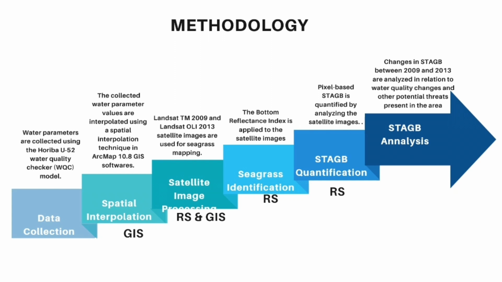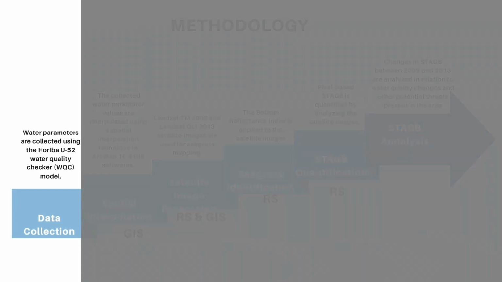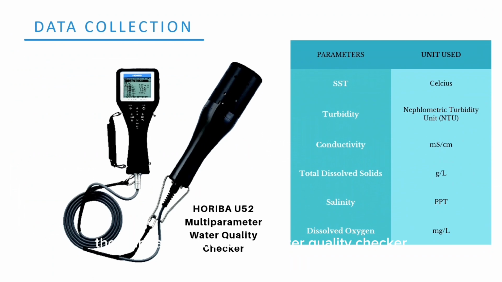The process of this study is to assess water quality, map the distribution of submerged seagrass, quantify STAGB, and analyze the changes over time using remote sensing and GIS techniques. The Horiba U52 model is a water quality checker used to collect 7 water parameters in the Merambong area, including sea surface temperature, pH, turbidity, salinity, conductivity, dissolved oxygen, and total dissolved solids.